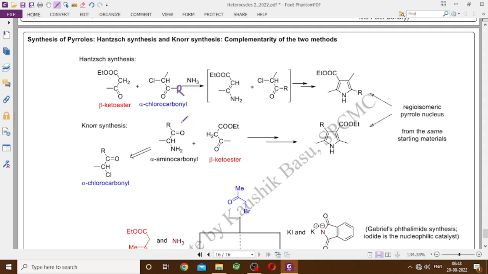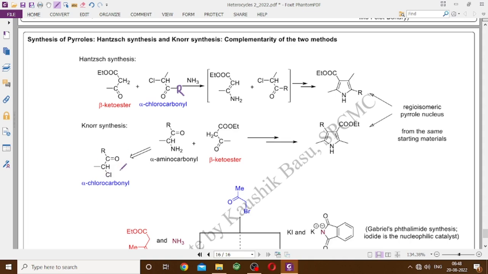There should be an R here. So you have this alpha chlorocarbonyl where you have the R group placed at C2 and the CO2 at C4. The same reactant combination can combine in different ways.